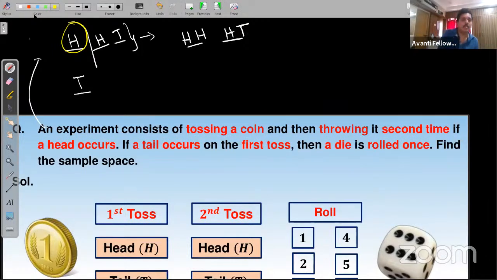So if in the first toss tail is coming, what is he saying? Look at here, everyone. If tail is coming, then a die is rolled. Means for tail, for the second time, what are your possible things? Die roll means 1, 2, 3, 4, 5, 6. It could be anything, right? So for the die, what could be your outcomes? T1 could be an outcome, T2, T3, or T4, T5, and T6.